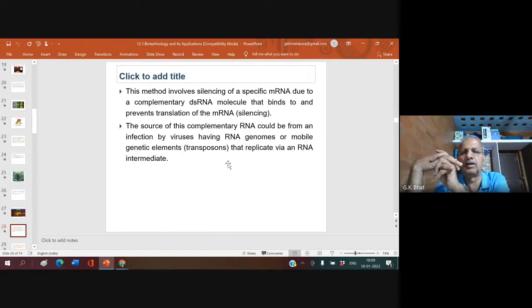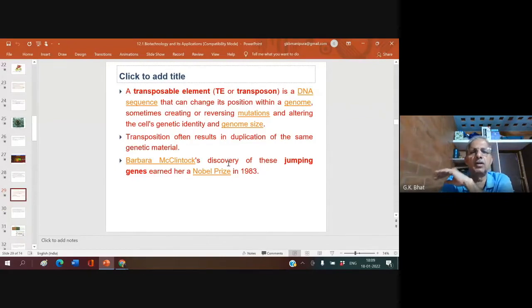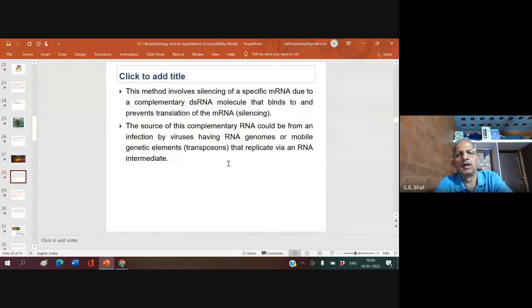The source of this complementary RNA could be from an infection by viruses. We may go for that. Having RNA genome or mobile genetic element, some transposomes that replicate via an RNA intermediate. So this is what is done. Now, a transposable element, here we got to the word transposomes, a mobile genetic element. What is meant by mobile genetic element? A mobile genetic element is a cluster, a group of these nitrogen bases which move from one part to another part of the DNA. Mobile genetic elements, we call them transposomes also, replicate via an RNA intermediate.